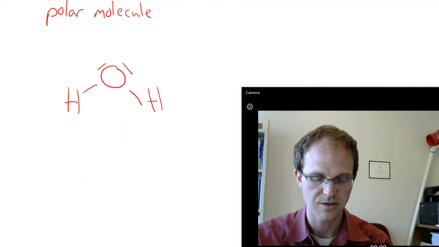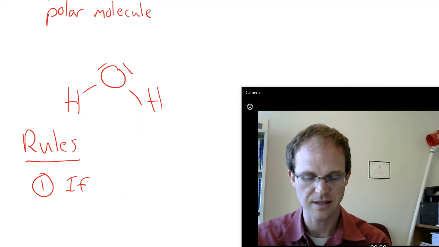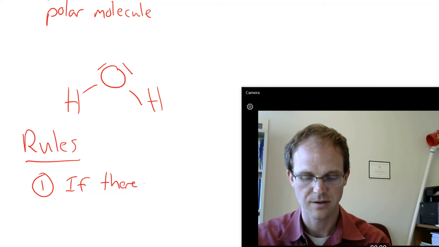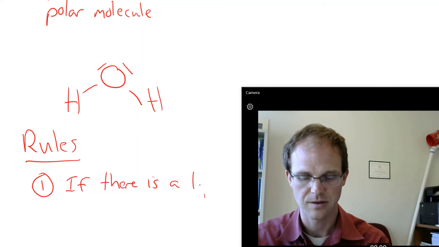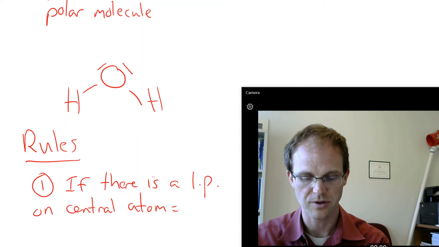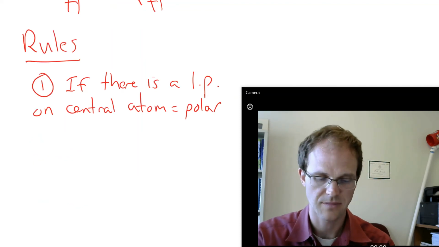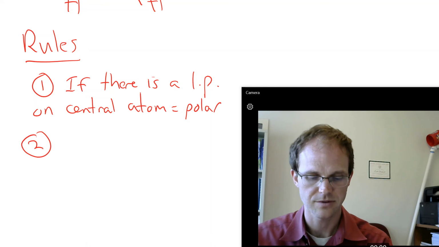Now, turns out if you want rules, because rules are fun, they're this. Rule number 1. If there is a lone pair on a central atom, the molecule is polar. Turns out those lone pairs really mess with things. So if you find out it's polar, you stop there.